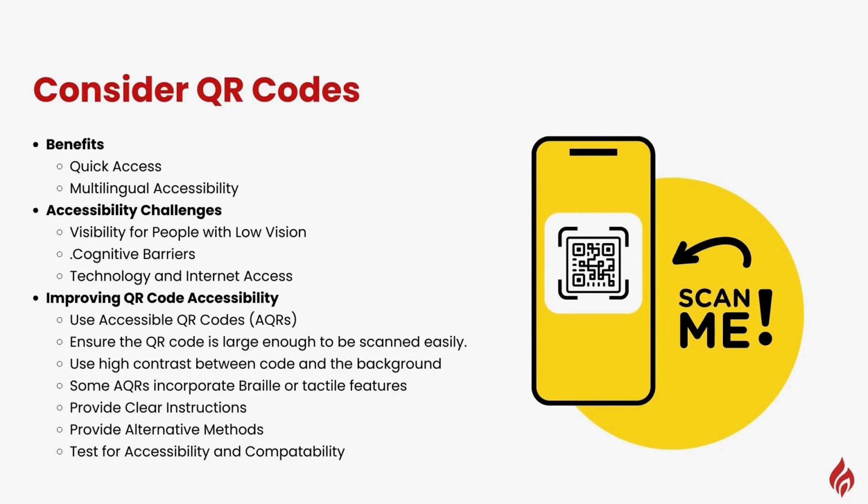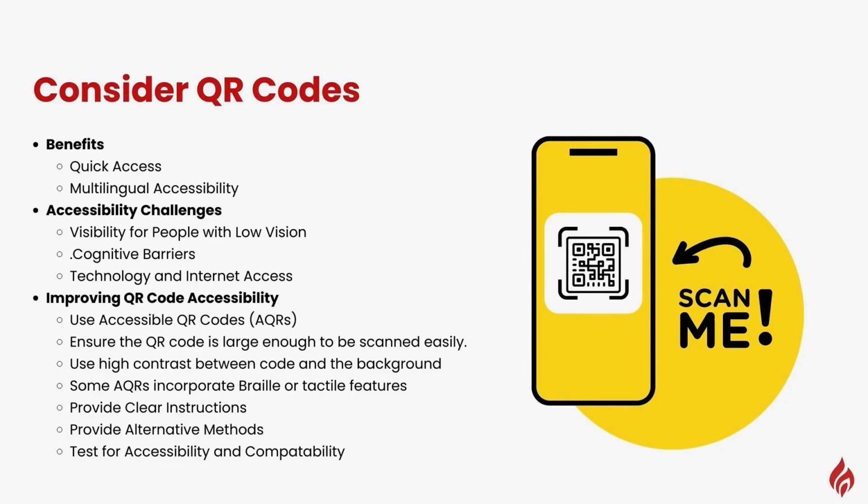They can also break language barriers by linking to translated versions of your content, making your message more inclusive and accessible. But as great as these codes are, they come with a few challenges, especially when it comes to accessibility. So if the code is too small, or if it doesn't have enough contrast with the background, it can be really hard to scan, especially for people with low vision.